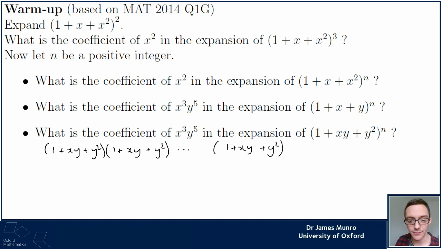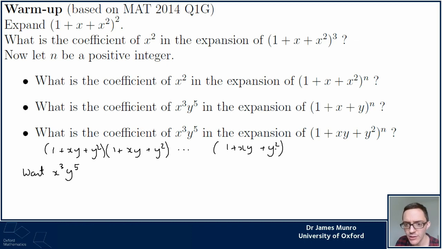Right, so I want to think about how we make x cubed y to the 5. In general, when you multiply out terms from these brackets, you'll get all sorts of nonsense. If you take y squared from each bracket, you're not going to get x cubed y to the 5. You're going to get y to the 2n or something, which is completely the wrong sort of term. When do you get x cubed y to the 5?